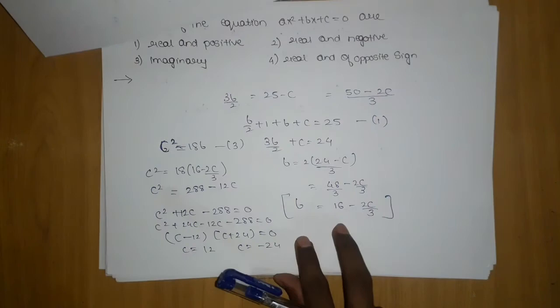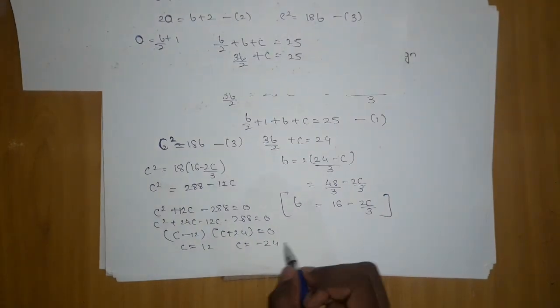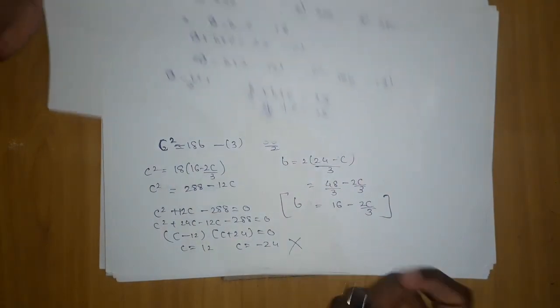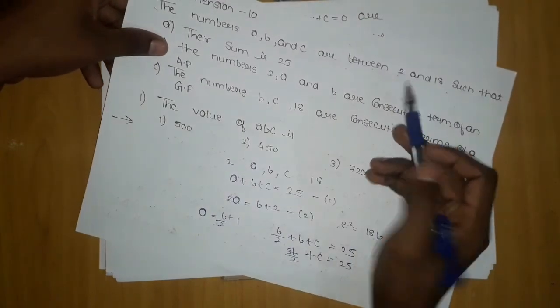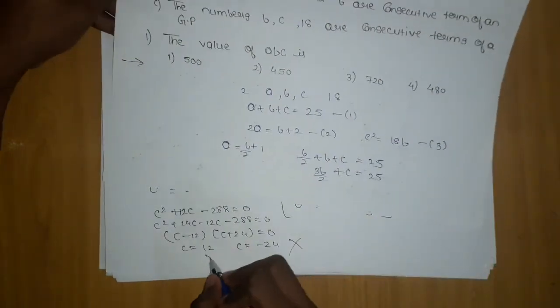But here only one is correct. How can we check which one is correct? c equal to minus 24 is not correct. Why? Because it doesn't lie between 2 and 18. The number should lie between 2 and 18. So c equal to 12 is correct.